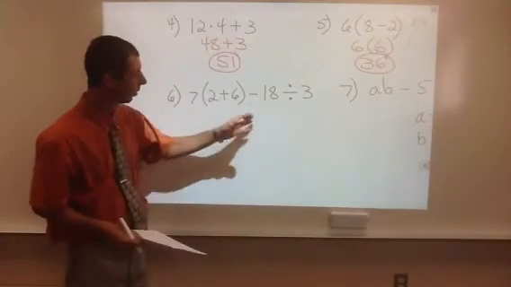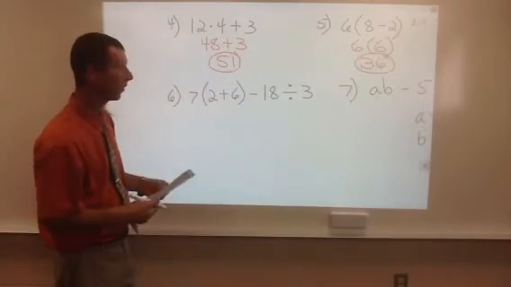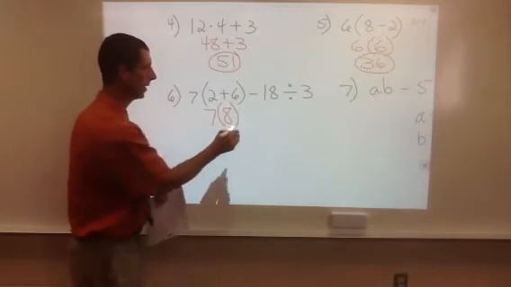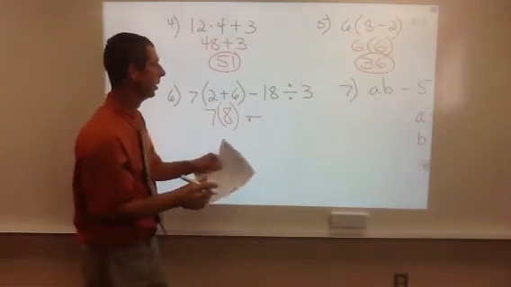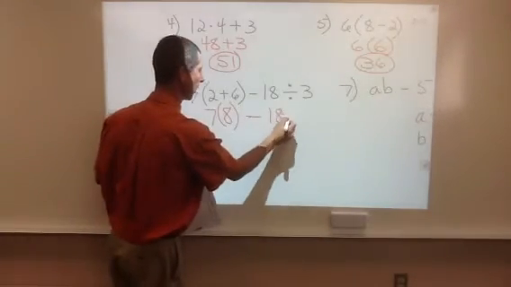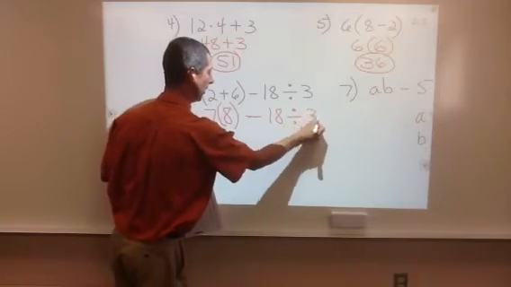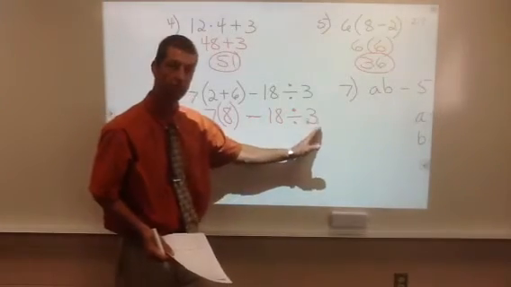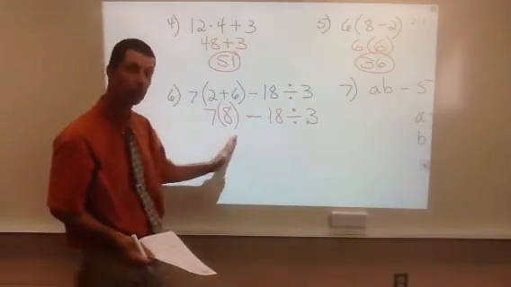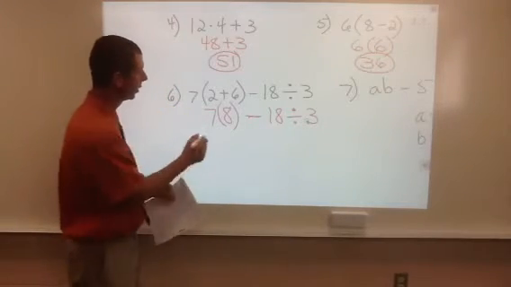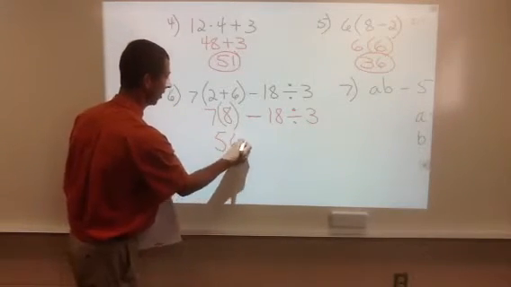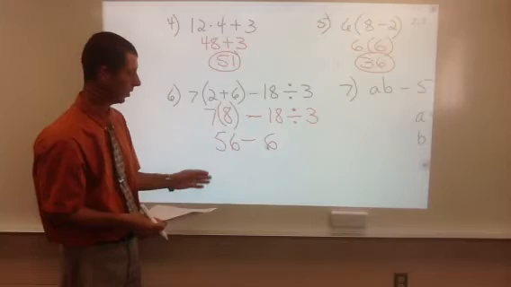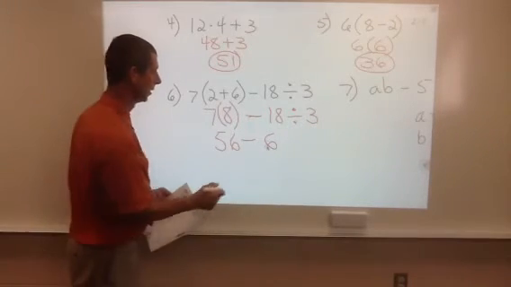All right, this one a little more complicated. Take care of the parentheses first. So this is 8. So we have 7 times 8. My subtraction sign I bring down. 18 divided by 3. I bring that all down as well. Now we follow order of operations again. We do multiplication and division before we subtract here. And we work from left to right, just like we read words out of a book. So 7 times 8 is 56. 18 divided by 3 is 6. Now we finish it off. 56 minus 6 is 50.